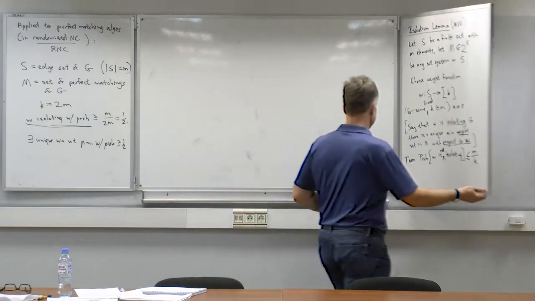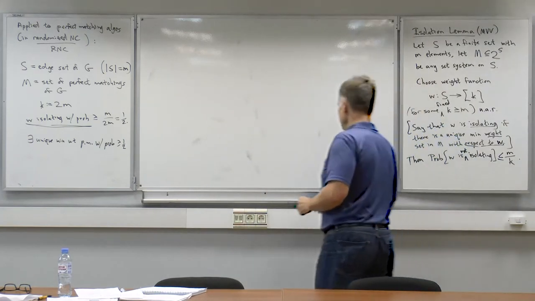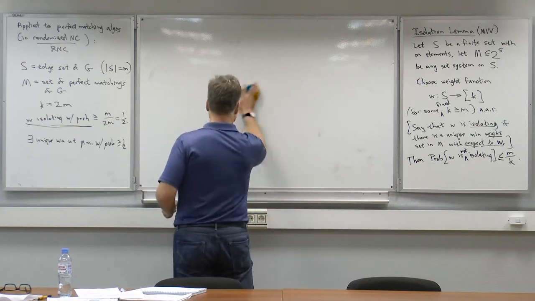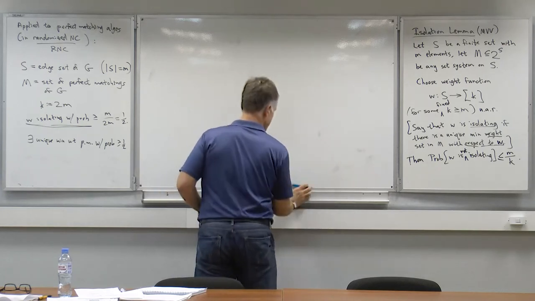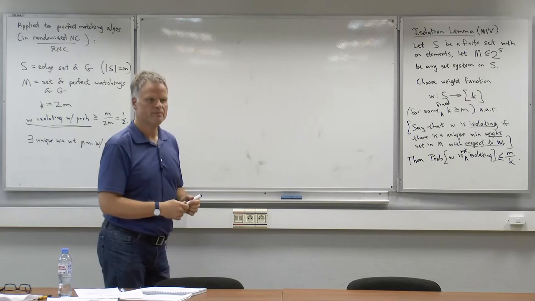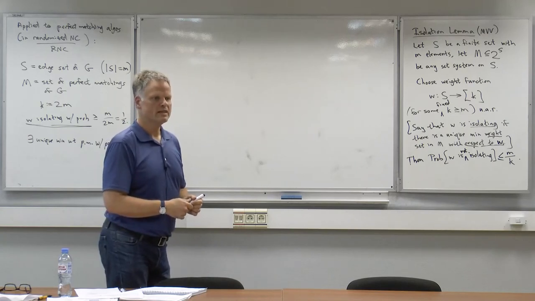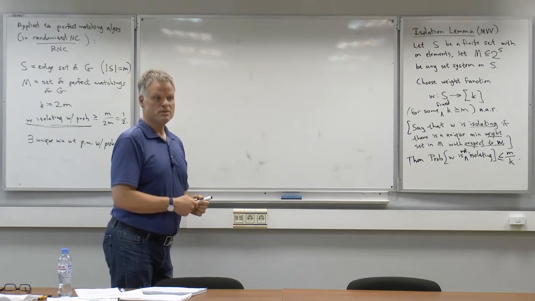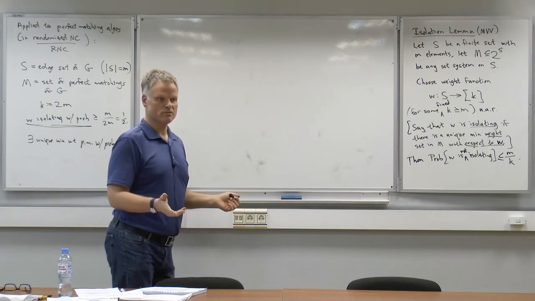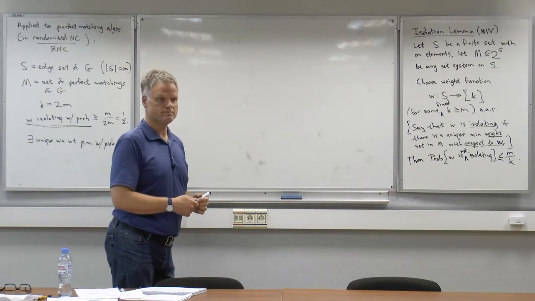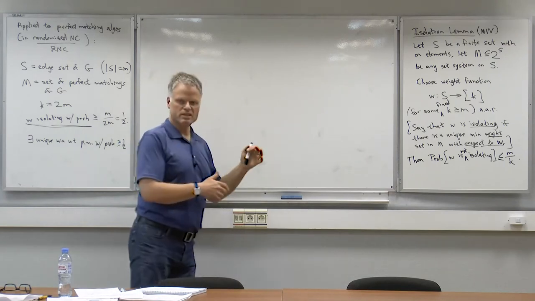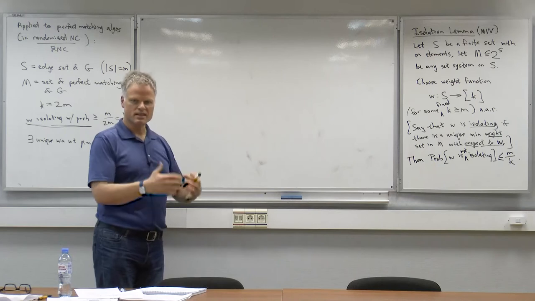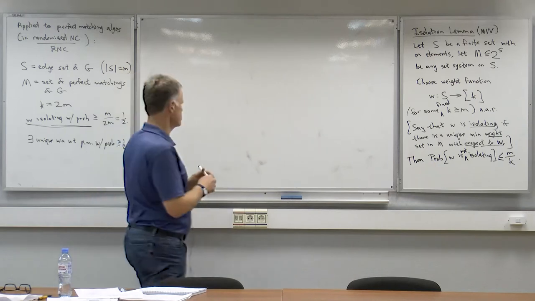So let's just do some basic augmenting paths. I think that this is pretty straightforward, and I think probably most of you have seen this at one point or another. Showing that if you have a non-maximum cardinality matching in a graph, some augmenting path exists with respect to that matching. Okay, I'm doing it because it also introduces some basic concepts that might be useful later.